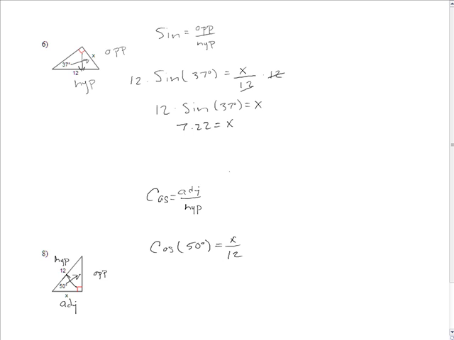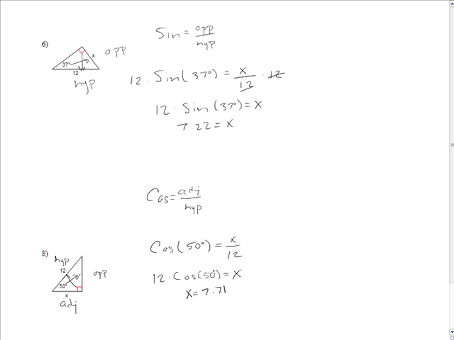We end up with the same number down here. So this problem now looks very similar to what we have up here. As a matter of fact, the steps are exactly the same. We will multiply both sides by 12. So we get 12 times cosine of 50 degrees is equal to x, which means that x is equal to 7.71, and again, the units would be the same as the length that they had given us in the problem.